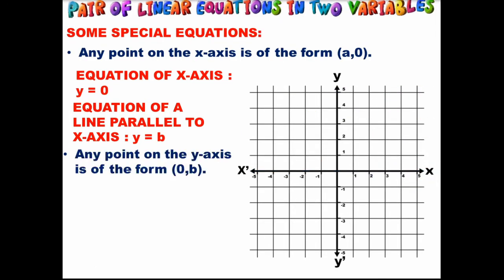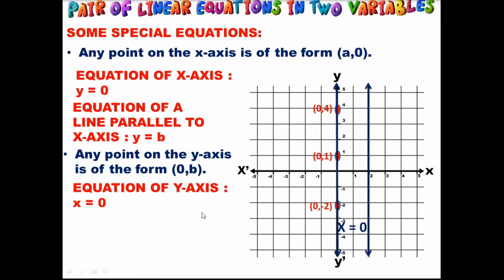Okay, now similarly, let's consider the y-axis. Any point on the y-axis will be of the form where the x-coordinate is 0. So I can say the equation of the y-axis is x equals 0. So the equation of the x-axis is y equals 0 and the equation of the y-axis is x equals 0. Now let's consider a line parallel to the y-axis passing through the point x equal to 2. The coordinates of the points on this line will be of the form where the x-coordinate is fixed. The x-coordinate is equal to 2. So the equation of this line obviously becomes x equals 2.